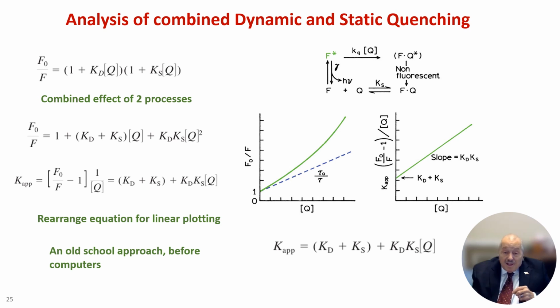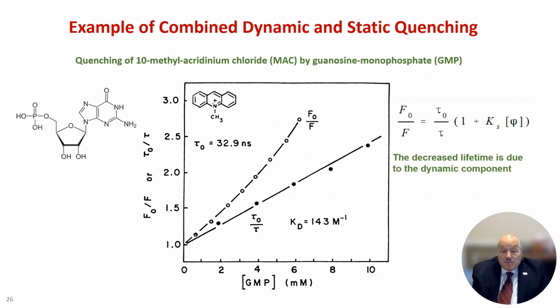So if you plot the apparent quenching constant versus the reciprocal of the quencher concentration, you get a linear plot. And we've done that for this case. This is the combined quenching caused by guanosine monophosphate of 10-methyl-acridinium chloride. So this is the structure for 10-methyl-acridinium chloride.